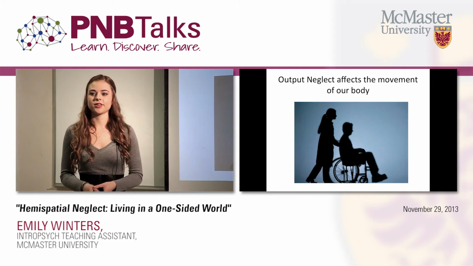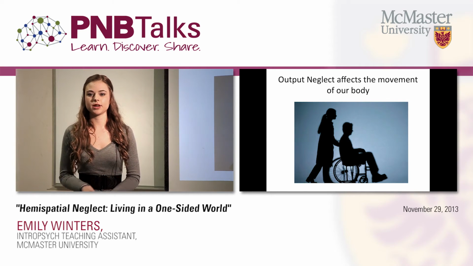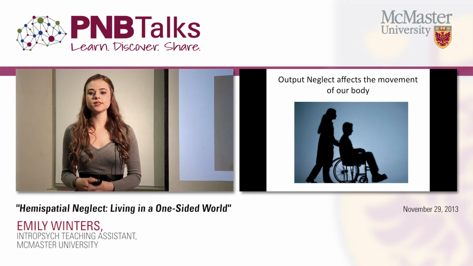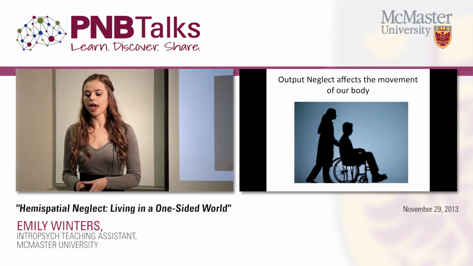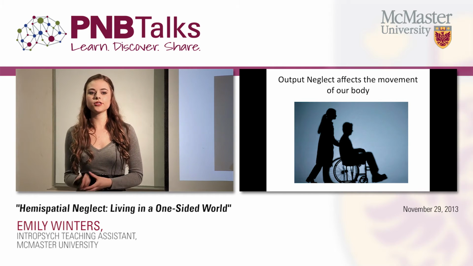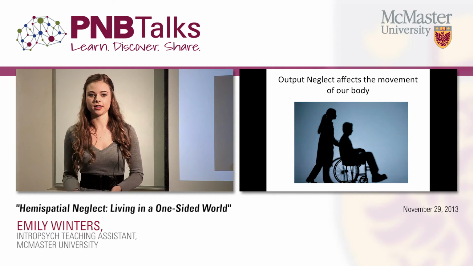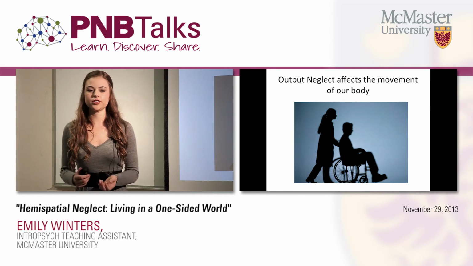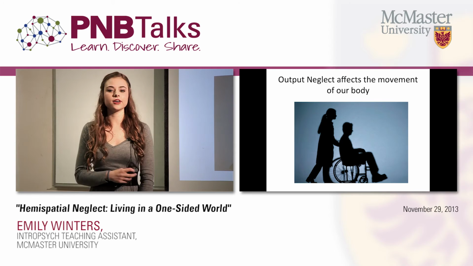So those were both examples of input neglect, where Lucy's having difficulty with processing sensory information. There's also something that's known as output neglect. This is when our brain not only fails to acknowledge one half of the world, but it also fails to acknowledge one half of our body. Essentially, Lucy's brain doesn't acknowledge that her left arm and her left leg exist.